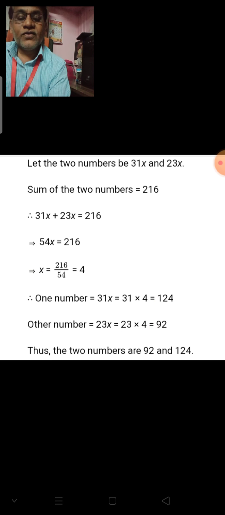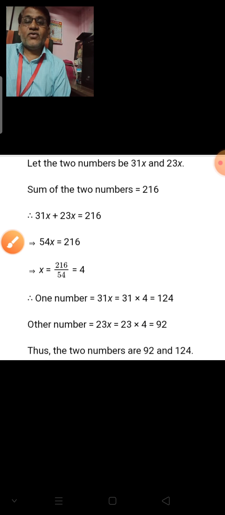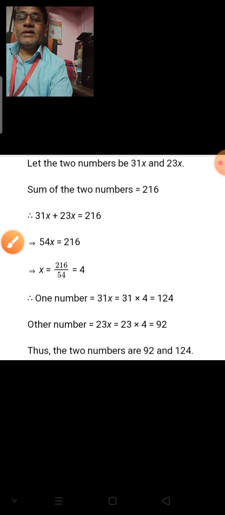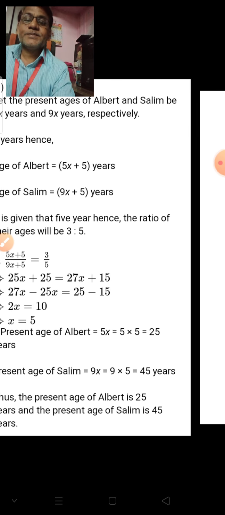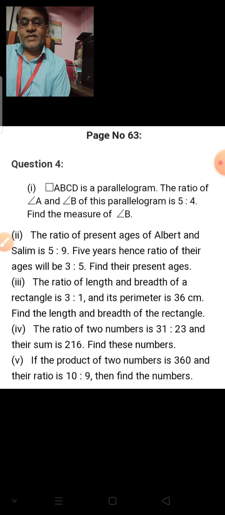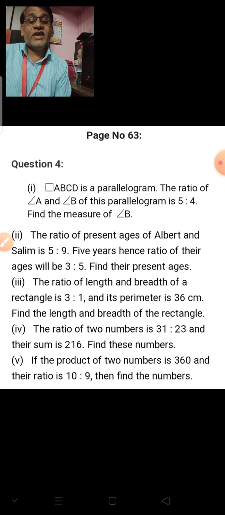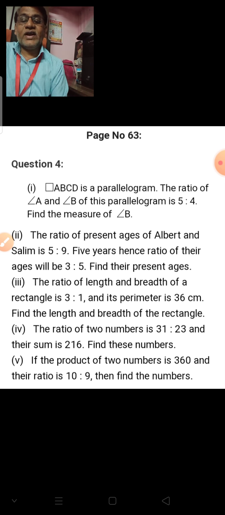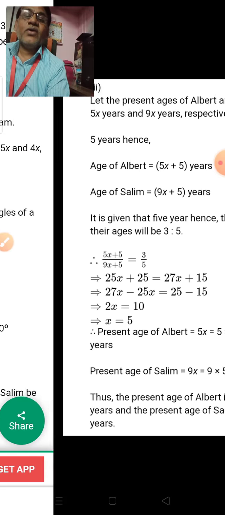So in this way you can find out the given numbers also. Okay, so come to the next question. See the next question, the fifth question. If the product of two numbers is 360 and their ratio is 10 is to 9, then find the numbers. Means the product of the numbers is given and the ratio is given, so you have to find out the numbers. Now how to find out the numbers?